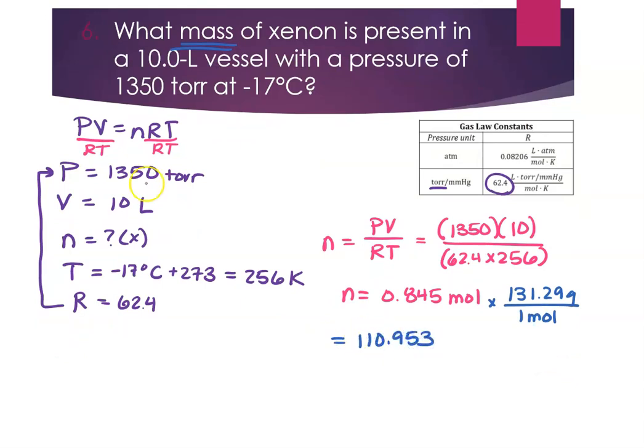All right, so when we do that, we get 110.953, and we're looking at 1350 only has 3 significant figures because with no decimal place, that 0 is insignificant. 10.0 has 3 significant figures because it does have a decimal place, which means that the zeros are significant. And then our temperature is in 3 sig figs as well. So our answer here is going to be 111 grams of xenon.